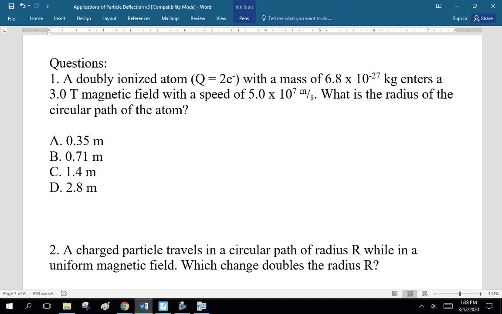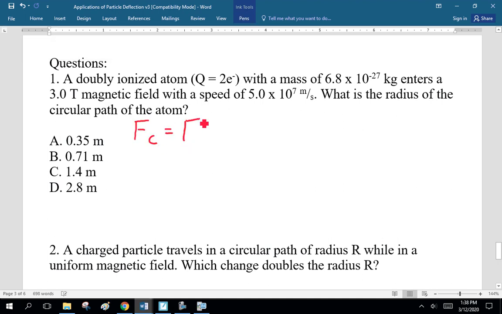A doubly ionized atom, charge Q of 2 electrons, with a mass of 6.8 times 10 to the minus 27 kilograms, enters a 3 Tesla magnetic field with a speed of 5 times 10 to the 7 meters a second. What's the radius of the circular path of the atom? Typical diploma question. What do I expect you to do?